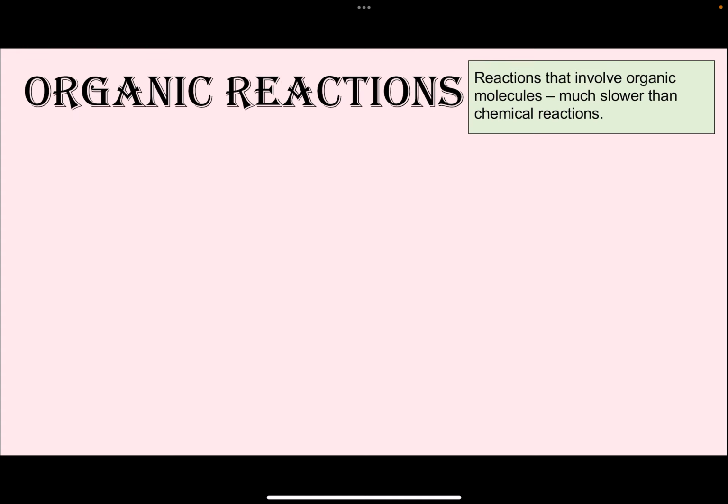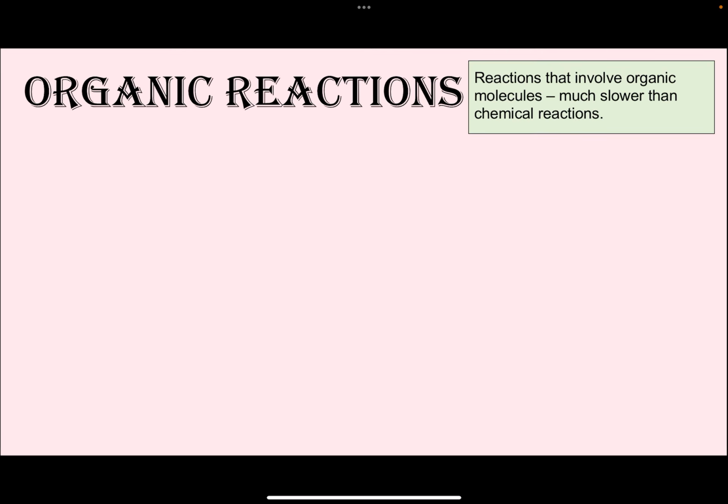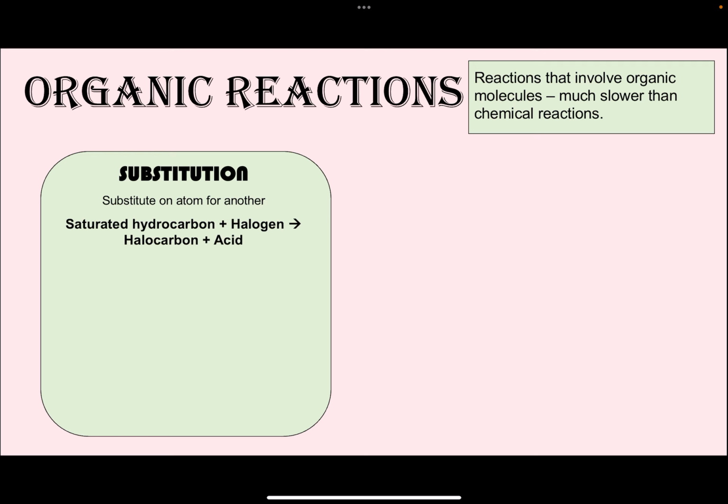Okay, all right. So next up, let's talk about organic reactions. These are different reactions that involve organic compounds, and they're much slower compared to the chemical reactions. One type of organic reaction is substitution. Whenever you are asked to define a substitution reaction, make sure that you write this part. Make sure that you are saying that we have a saturated hydrocarbon combining with a halogen. We are making a halocarbon and an acid.